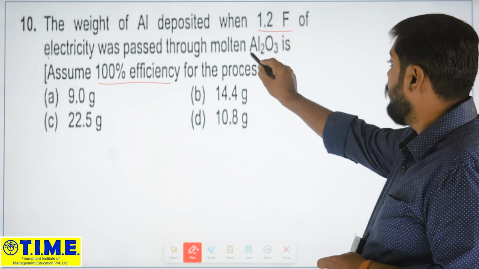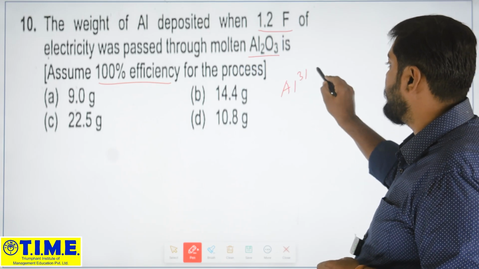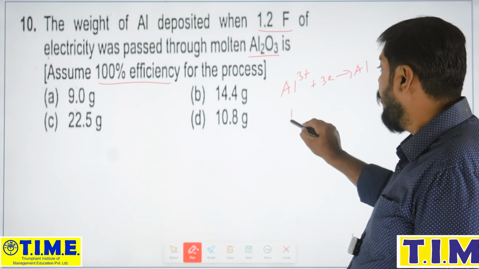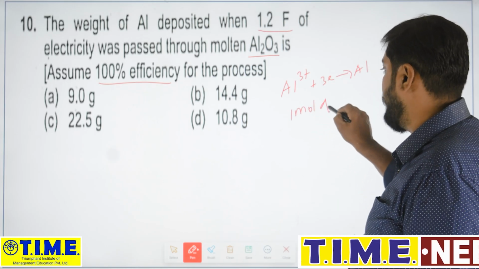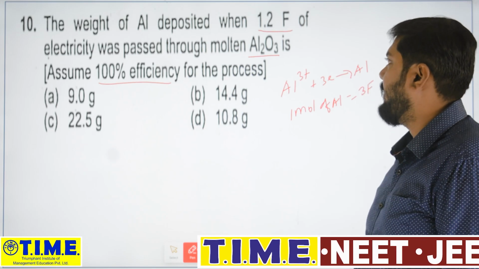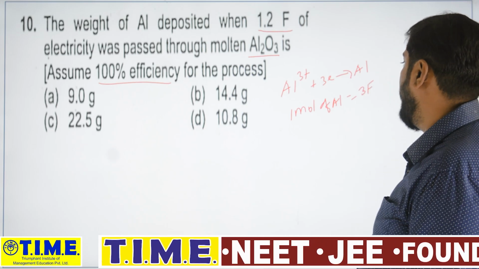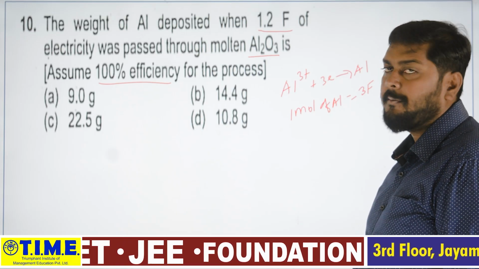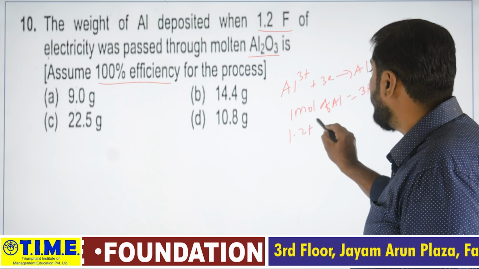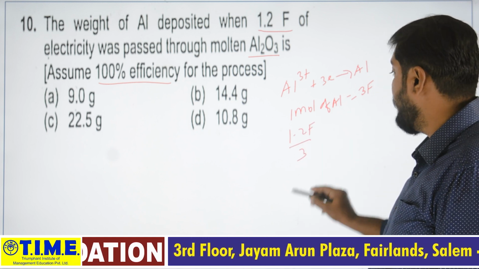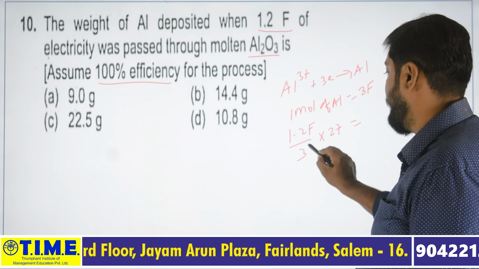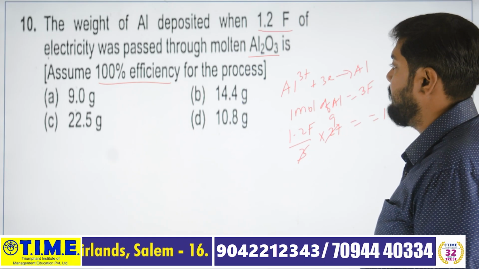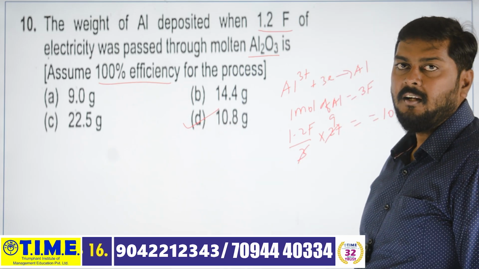So we know that Al 3+ plus 3 electrons gives Al, right? So to deposit 1 mole of aluminum, we need 3 Faraday. So if we pass 1.2 Faraday, then 1.2 divided by 3 into the weight of aluminum, which is 27. So you will get 9. So 9 into 1.2 will be 10.8 grams, right? 10.8 grams. Your option is D, right?